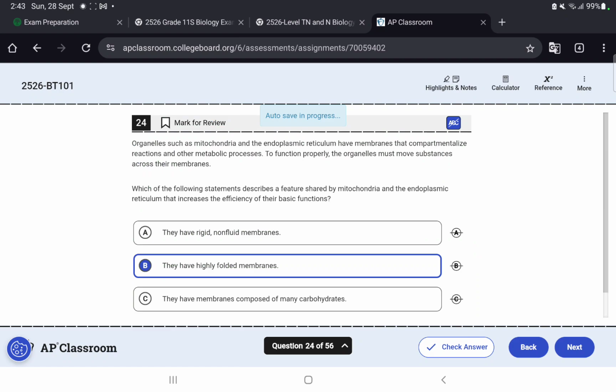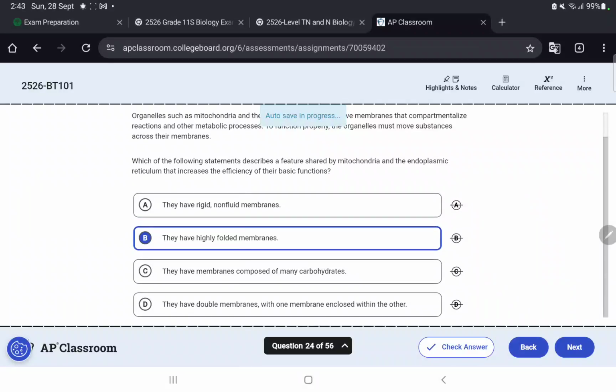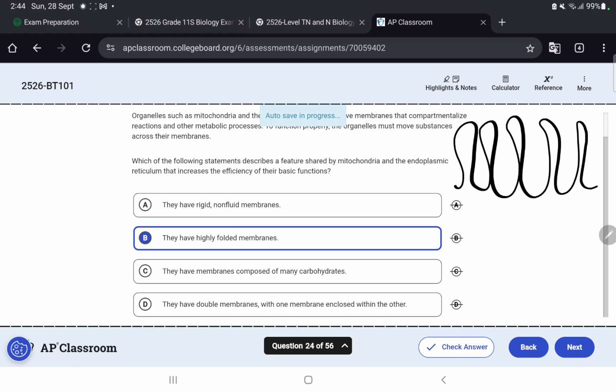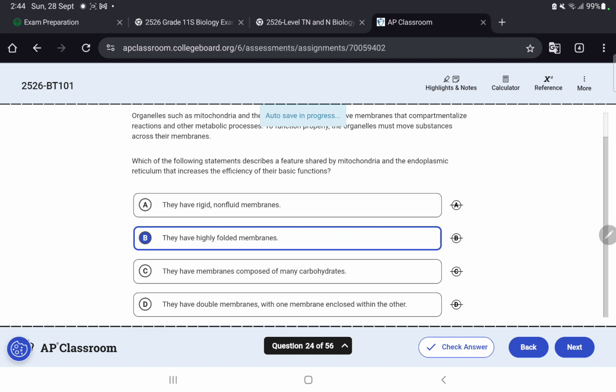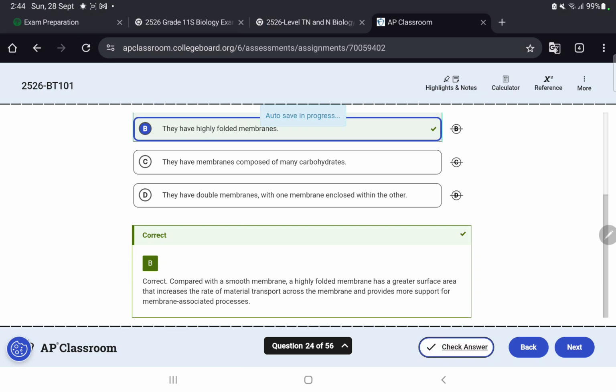Which of the following statements describes a feature shared by mitochondria and the endoplasmic reticulum that increases the efficiency of their basic functions? They have highly folded membranes. Inside of the mitochondria, you have these highly folded membranes called cristae, and they increase the surface area of the mitochondria, making it more efficient. Same thing in the endoplasmic reticulum. It looks like a weird highway. It's folded, so it increases the efficiency and surface area, okay?